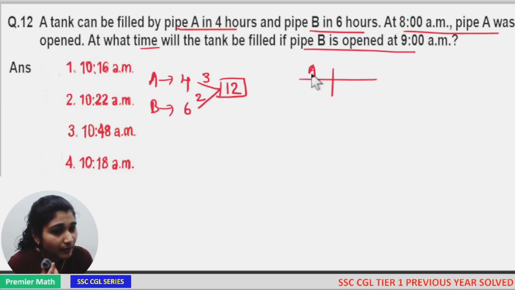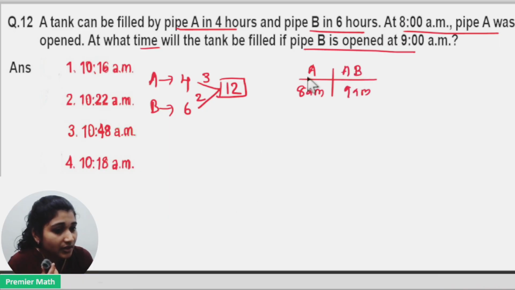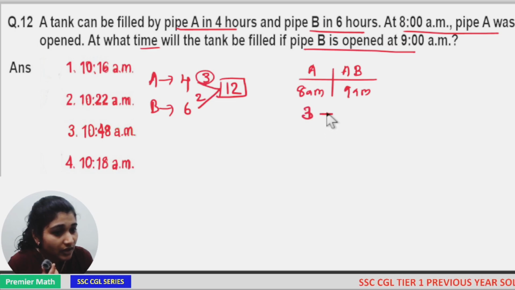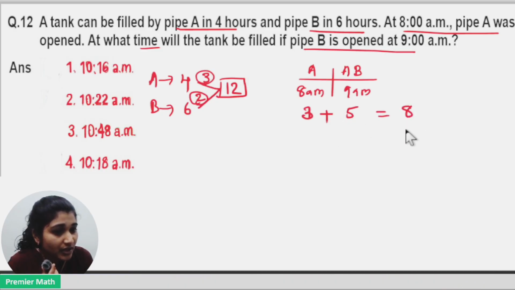Now, first pipe A opened at 8 a.m. Then at 9 a.m. B opened, which means A and B work together from 9 a.m. Now, A can complete 3 units in 1 hour. Then A and B together complete 3 plus 2, 5 units in 1 hour. So total 3 plus 5, 8 units completed in 2 hours. Remaining work is equal to 12 minus 8, 4 units.